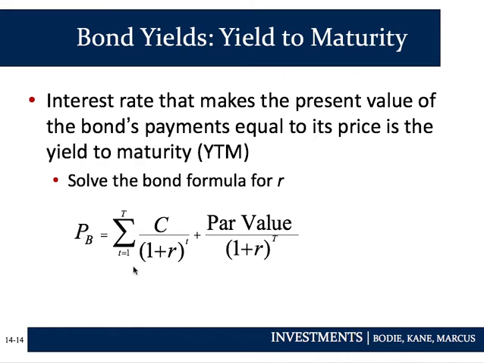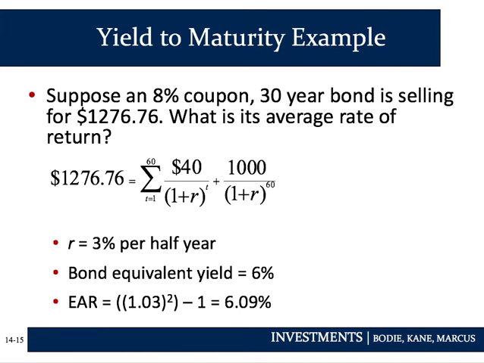The bond's price is a sum from time 1 to the end of time, which is the coupon discounted back plus the par value. We've done this before. We get the example of an 8% coupon 30-year bond selling for $1,276.76. What is its average rate of return? So now we're solving for R, if you have your calculator handy. Of course, we can do that on a spreadsheet or even in regular math on a calculator. The price is 1276.76. We've got T from 1 to 60.